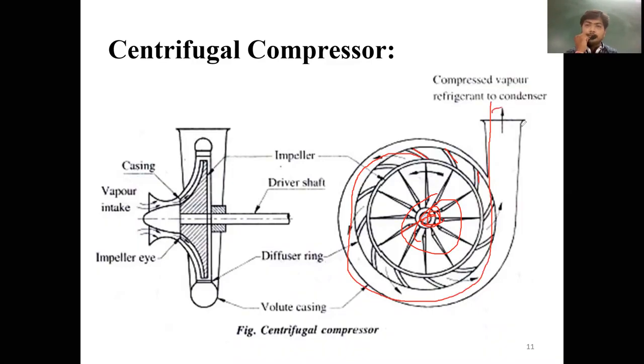compressor. This is point number 2. Okay, so in the cross section view, that is the casing, the vapor intake, that is the impeller eye. There is a volute casing and driven shaft, and this is the impeller. Okay, this is the eye, rotor, impeller, and the casing.